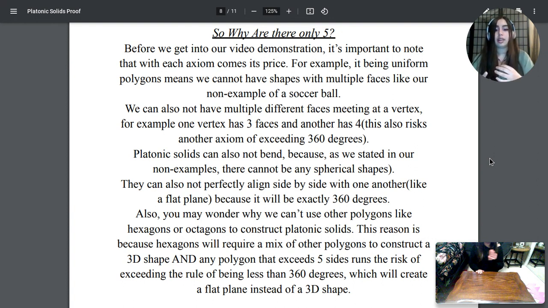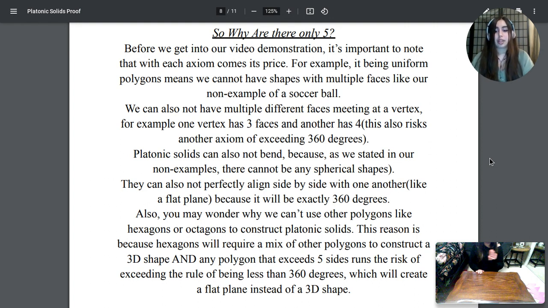That is not considered a polyhedron, even though it has a little bit of uniformity in it, because it has a mixture. And we cannot have multiple different faces meeting at each vertex. I stated before, like one has 3 faces and the other has 4 at each vertex. And this also risks another axiom of exceeding 360 degrees.